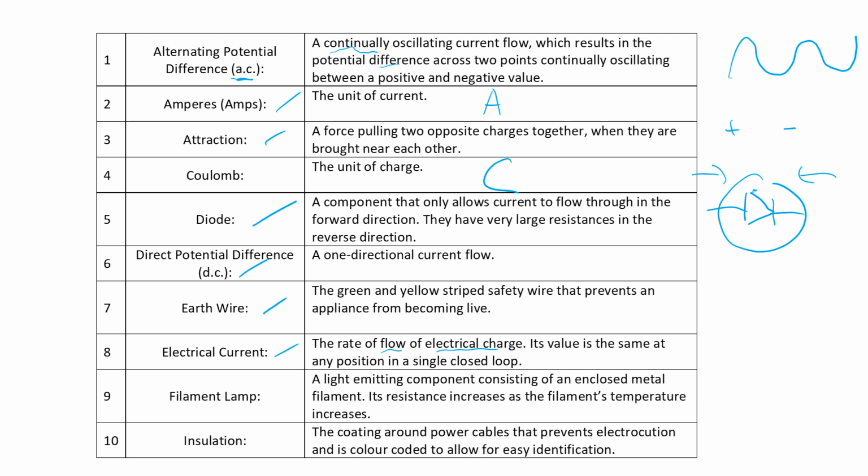Current. A light emitting component, it's like a cross, of an enclosed metal filament. Its resistance increases as the filament temperature increases: filament lamp. The coating around power cables that prevents electrocution, so if you grab a wire you're not going to get electrified: insulation.